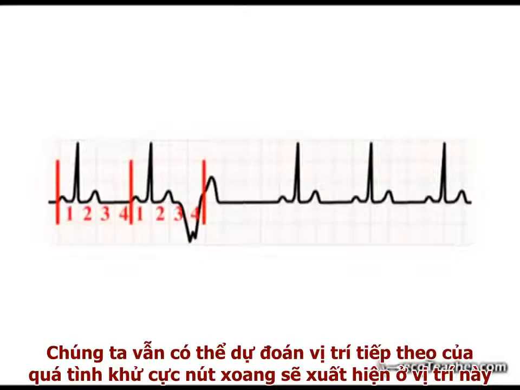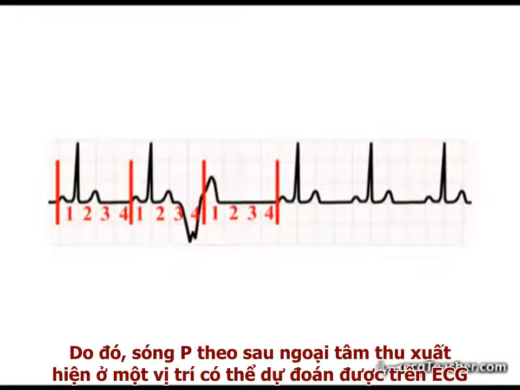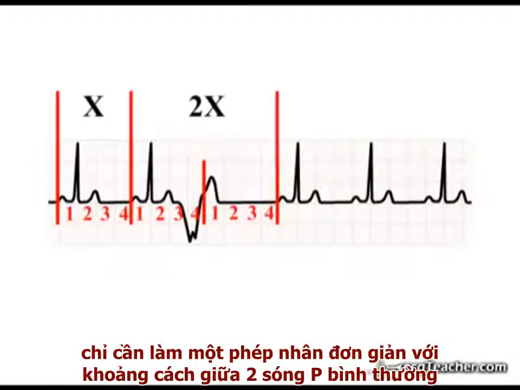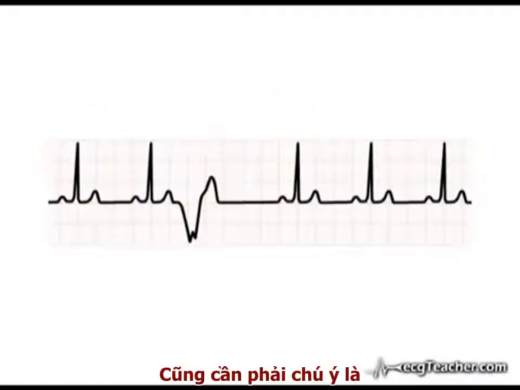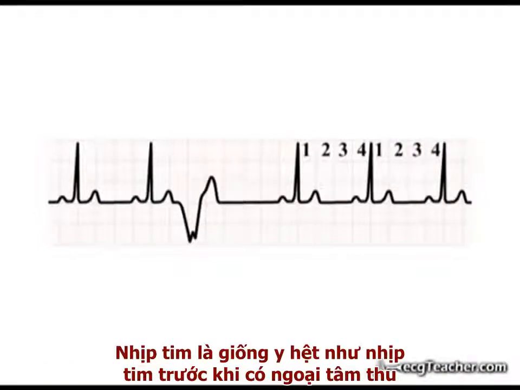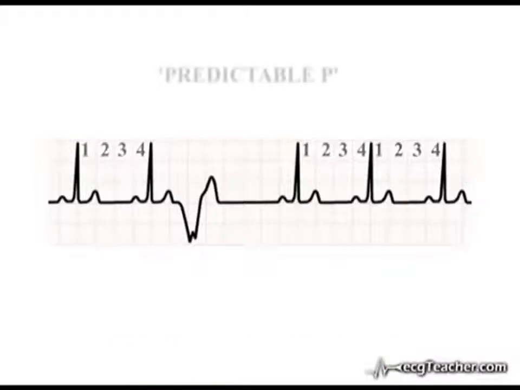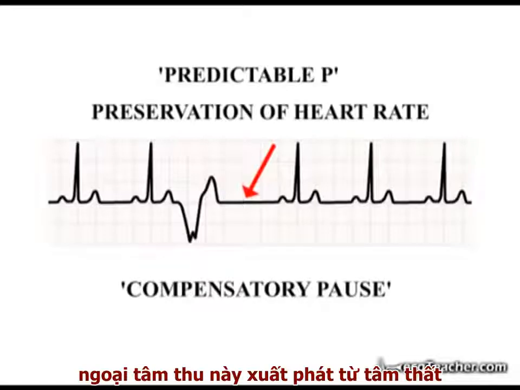We would still predict that the next sinus discharge would occur at this point, a further 4 squares on. This is indeed the case. So the P wave following the ectopic occurs at a predictable point on the readout, which is a simple multiple of the preceding P wave interval. Also note that with 4 squares between all subsequent P waves, the heart rate is the same as that preceding the ectopic. As expected, this is a compensatory pause and supports the conclusion that this ectopic originated in the ventricles.